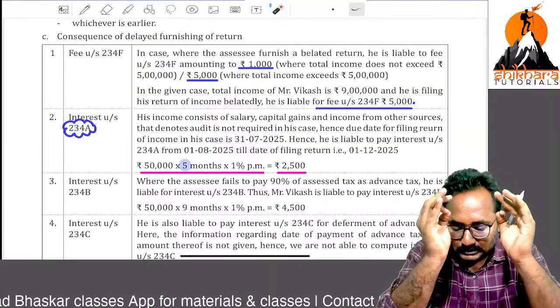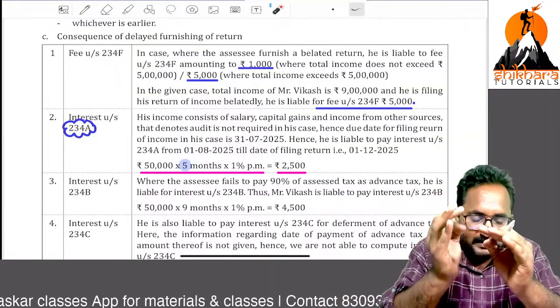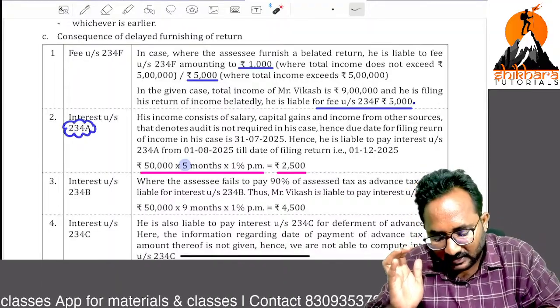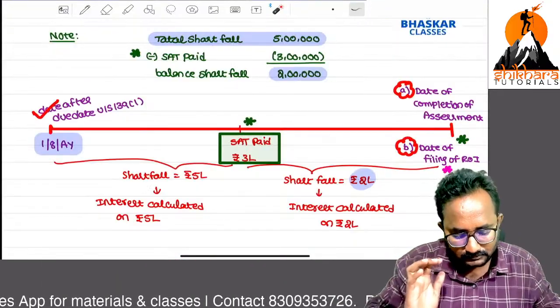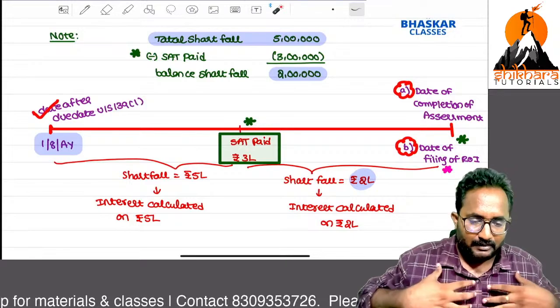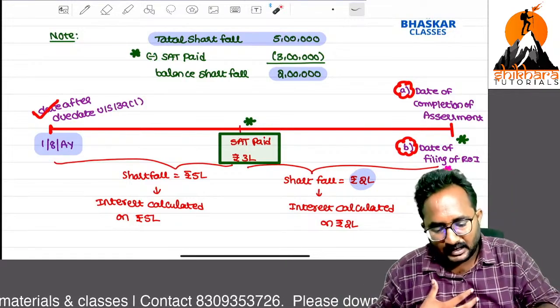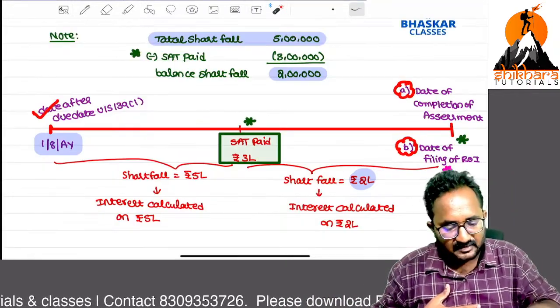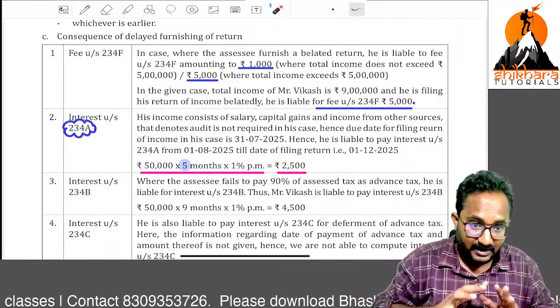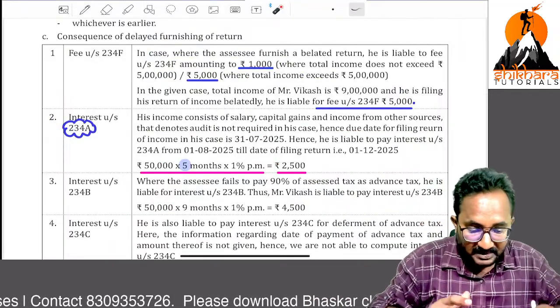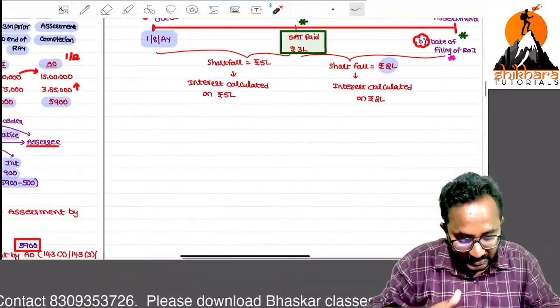So if you understood 234A, I want to move on to the 234B section. The remaining sums you can do yourselves, but I have given my best on the MTP problem, this comprehensive problem I am covering. Now I want to shift my discussion towards 234B.